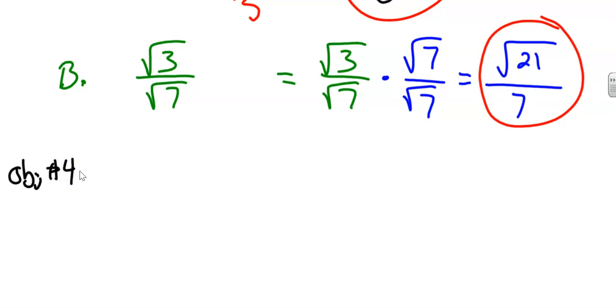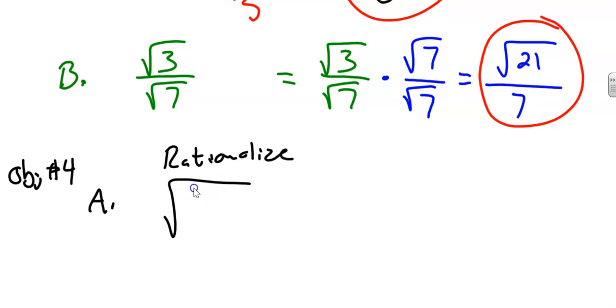Okay, objective number 4. Still the same thing. The only thing they do on objective 4 is still going to say to rationalize. So they're not changing anything here. The only thing they do different with this one is they're going to give you something like this, where instead of it being 2 fractions separated, or square root on the top and square root on the bottom, now it's just the square root of 1 big fraction. So it's the square root of 7 over 21.